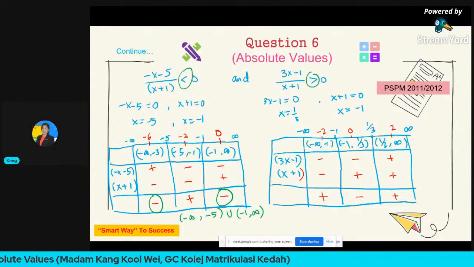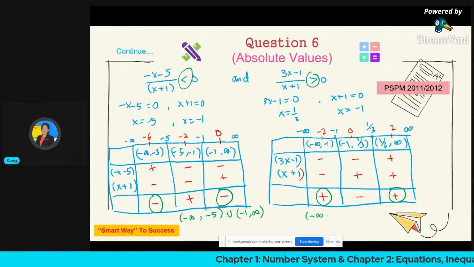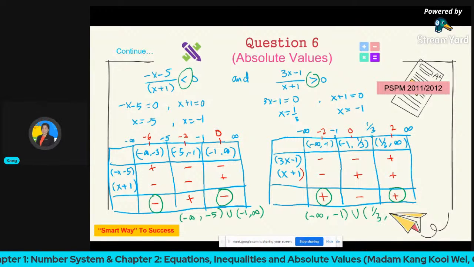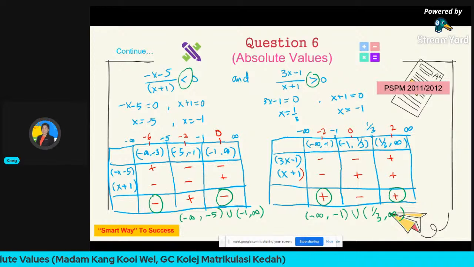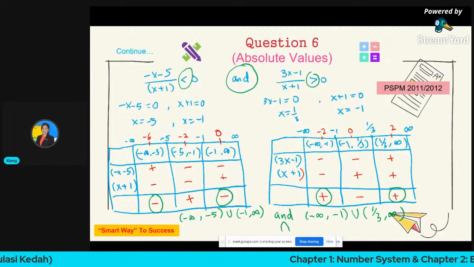This one, greater sign, so positive sign. Our final answer for this inequality is negative infinity until negative 1 and also 1 over 3 until positive infinity. Okay, now we have two final answers for two inequalities. We need to combine them by considering the word "and" here. "And" is the intersection part.